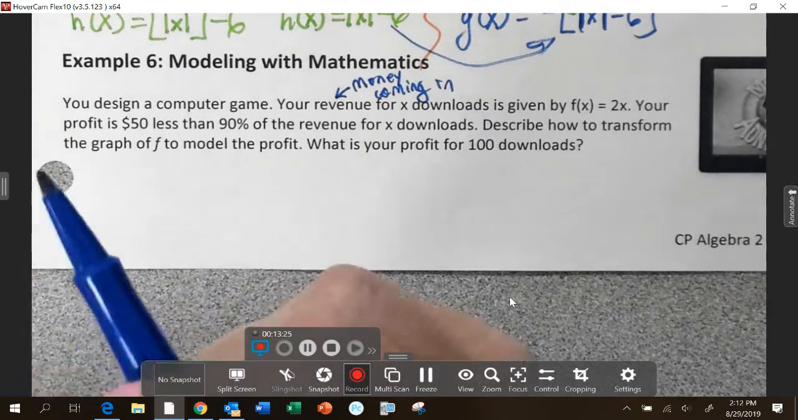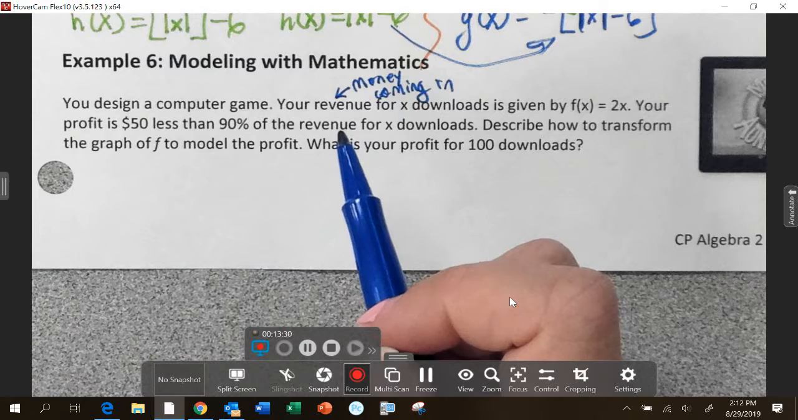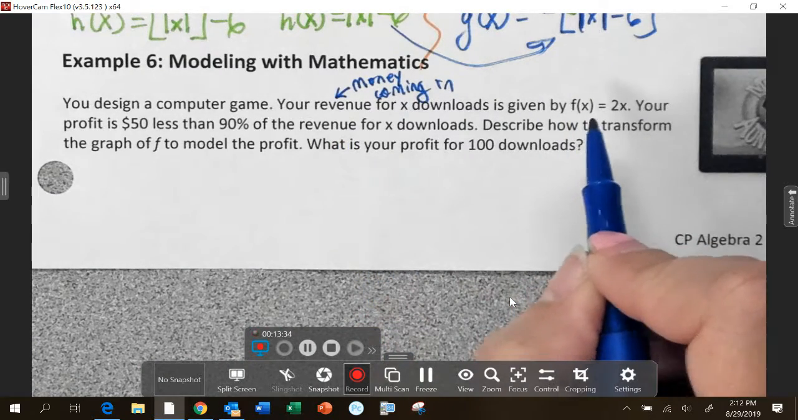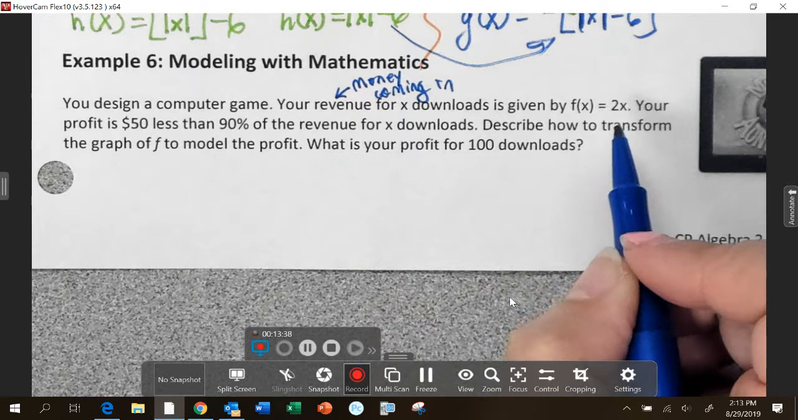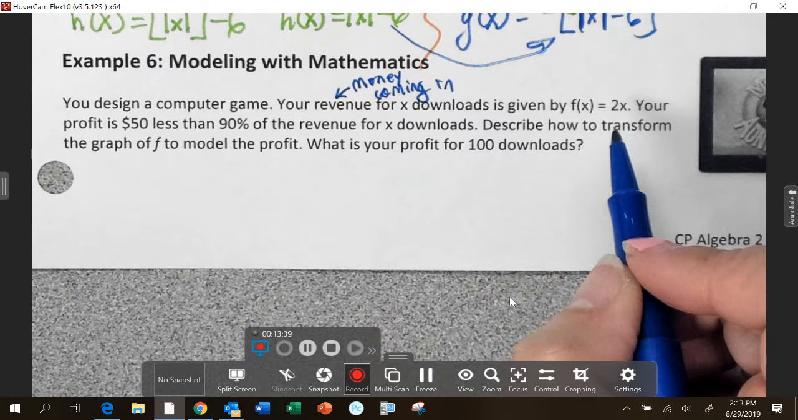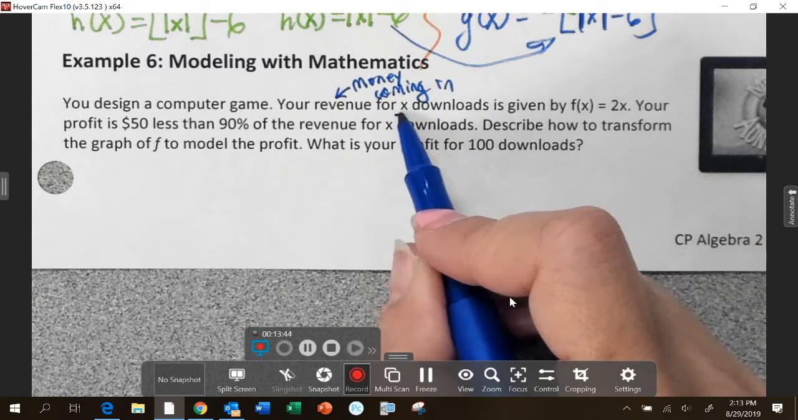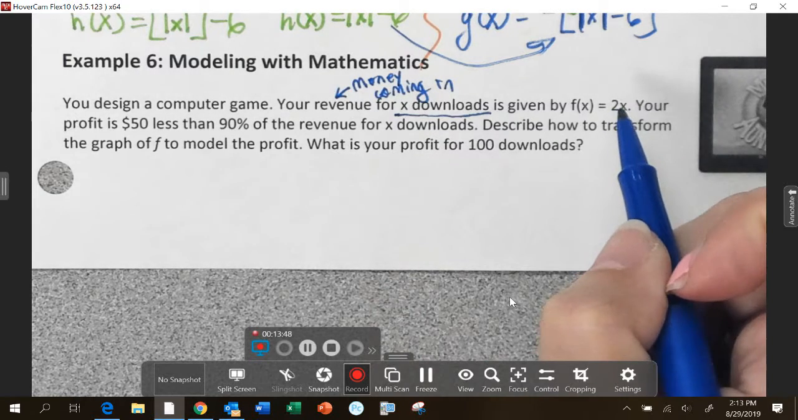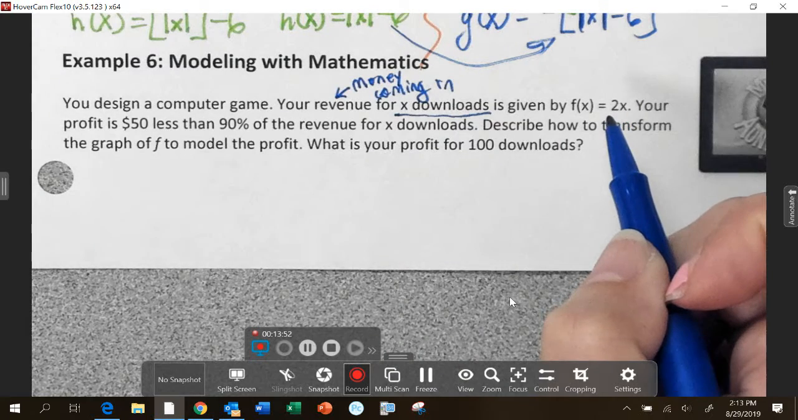Okay. So the money coming in is revenue. It's all the money coming in. All the money coming in is 2x. What's x stand for? Money spent. X is the number of downloads. So you get 2 times the number of downloads. You get $2 per download, basically.